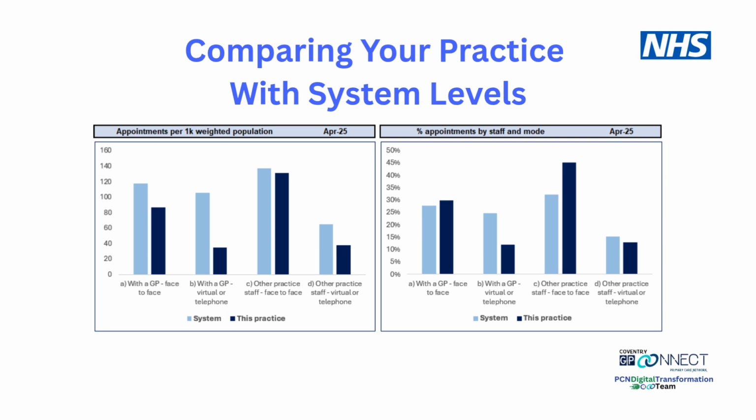Step 5. Comparing your practice to system averages. The next panels allow comparisons between your practice and the Coventry and Warwickshire system average. Dark blue represents your practice, while regular blue represents the system average. Hover over bars to see values. In this example, GP face-to-face appointments, system average is 118 per 1,000 weighted population, while this practice is 86.